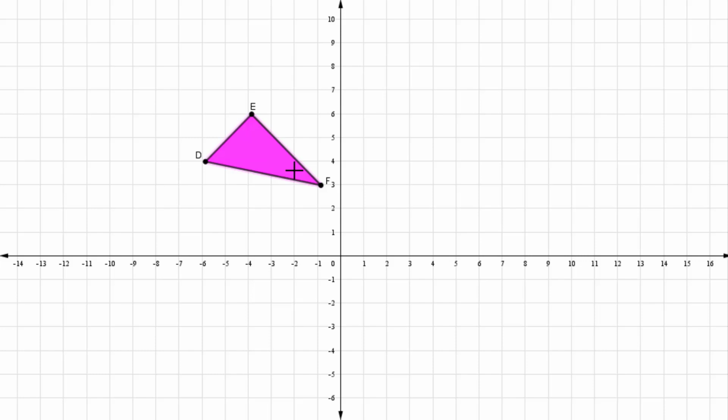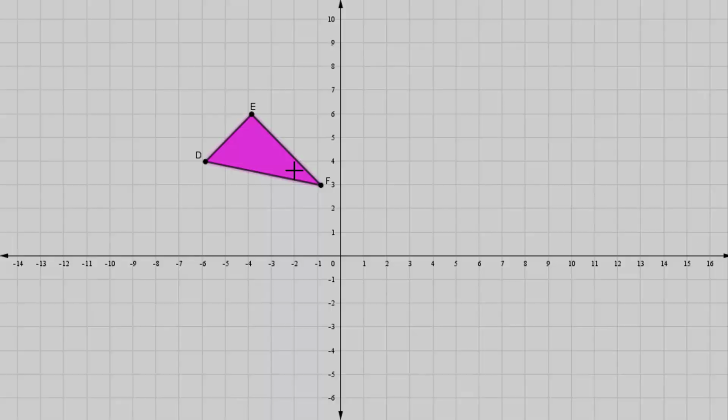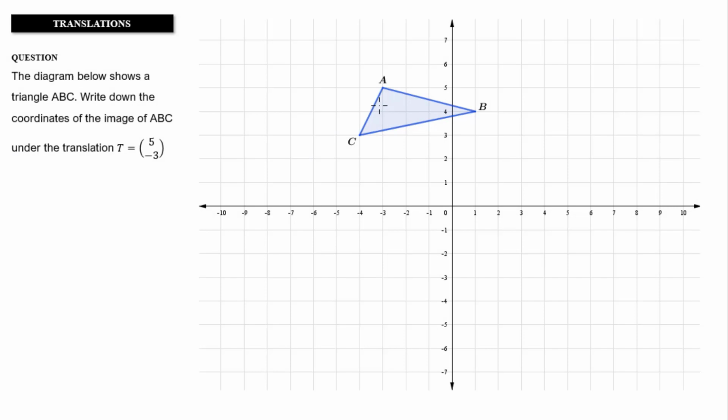Let's see how that works in an example. In this question, I have a triangle ABC, and I'd like to write down the coordinates of the image of ABC under this translation vector, T. Now, there are a lot of different ways that you can do this. I'm going to start from one of the most obvious, and then you guys can build from there.